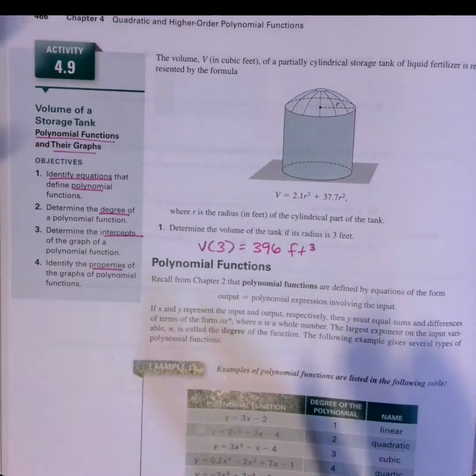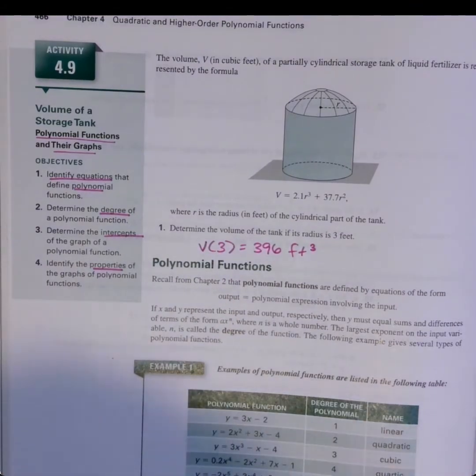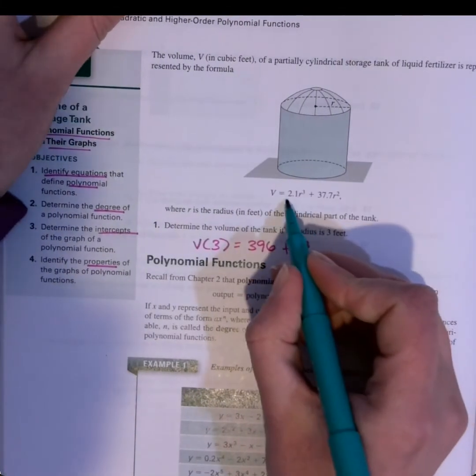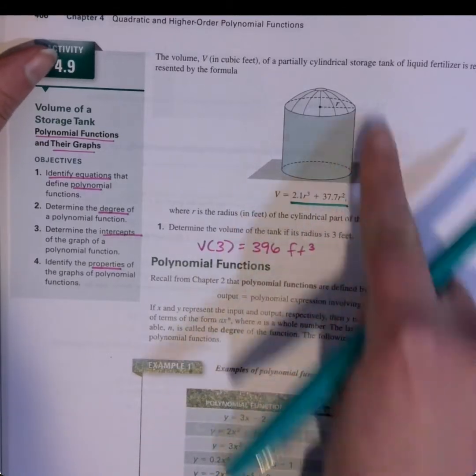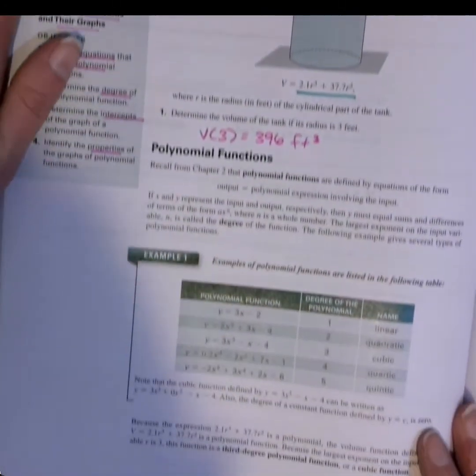So I'm not going to do much with this example, but it's here to give us an example of a situation in which a cubic polynomial type function might be useful. It would be useful for this type of three-dimensional shape. Okay, now going on.